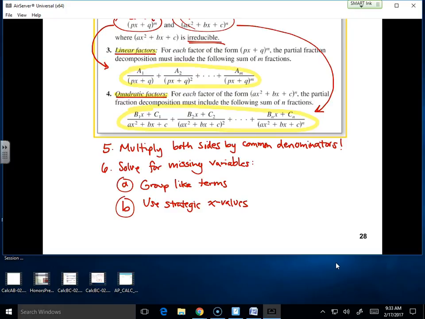Group like terms, use strategic x values, and no matter which one you use, somewhere along the line you're going to have some sort of system that you're going to have to solve. It's going to be up to you. You can use some substitution, you can use some elimination. Somehow you're going to have a system of equations that you have to solve. And hence why it's after sections 7.1, 2, and 3, because you've been practicing all that sort of stuff.